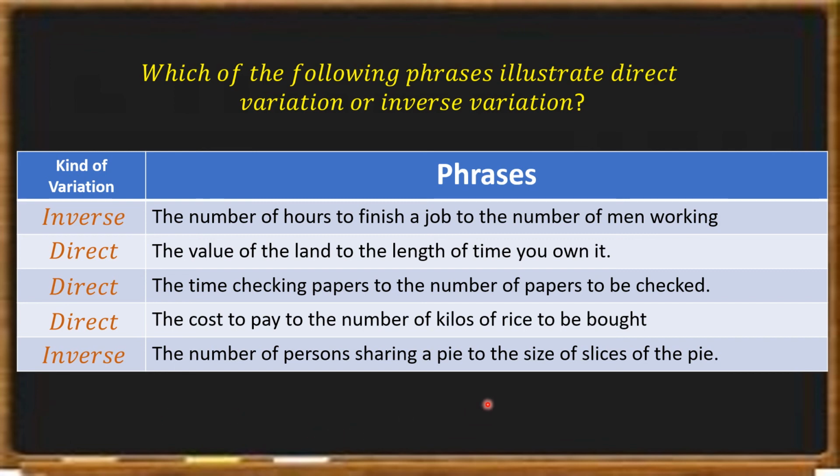So, these are the phrases that illustrate direct variation or inverse variation. So, as long as you know how to analyze whether one unit is increasing and the other unit is decreasing, that's inverse. If they are both increasing or parehas bumababa, both decreasing, that's direct. So, you have to analyze the phrase to determine if it illustrates direct variation or inverse variation.